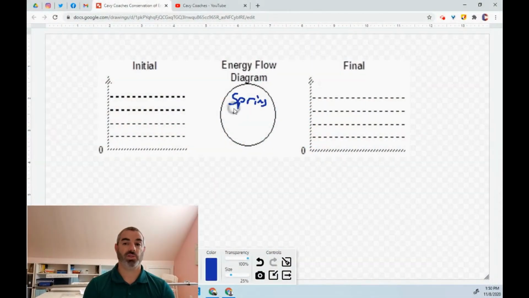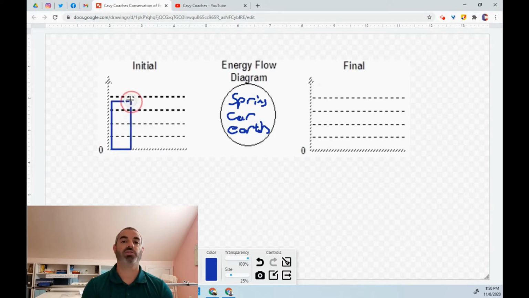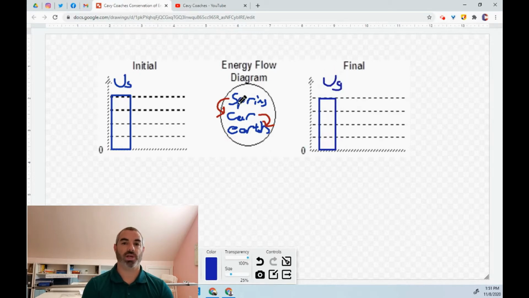All right, so drawing a bar chart for this situation, we're going to define the same system, the spring, the car, and the earth. And again, what has energy to begin with? Well, the spring. The spring's what has energy, so we have stored spring energy. Now the energy flows from the spring to the car, and the car transfers energy to the earth in order for it to have gravitational energy. So we know that the final situation is when the car reaches its highest point, and it is all gravitational potential energy.